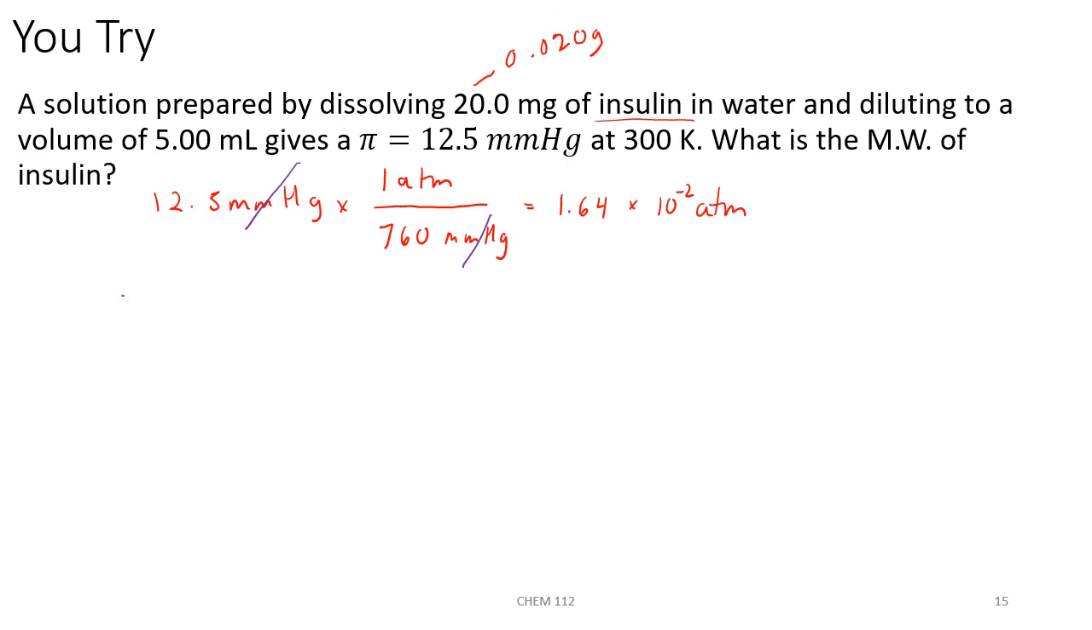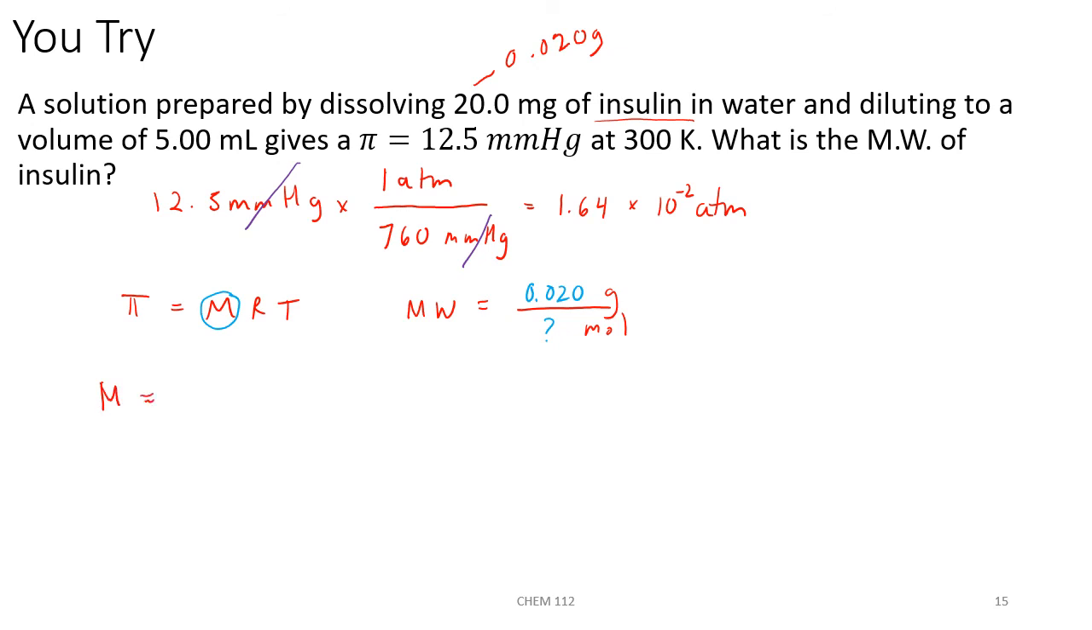Now if we look at our equation for osmotic pressure, pi equals MRT, we're trying to figure out a molecular weight. So our molecular weight will equal grams of solute per mole. We were given in the problem our grams of solute. That was our 0.020 grams. So we need to figure out our number of moles. The only term in our osmotic pressure equation that contains moles is the molarity.